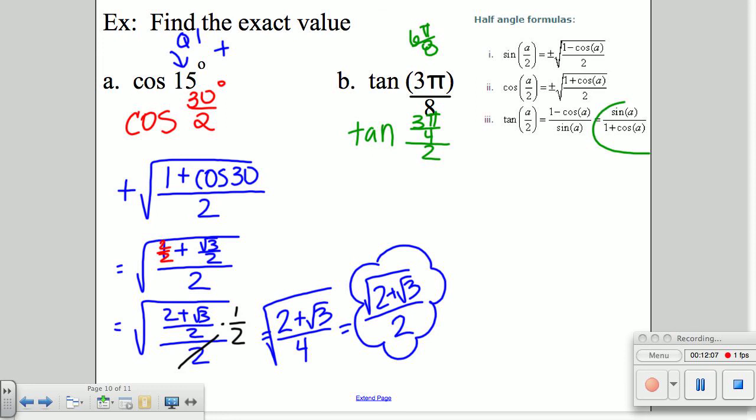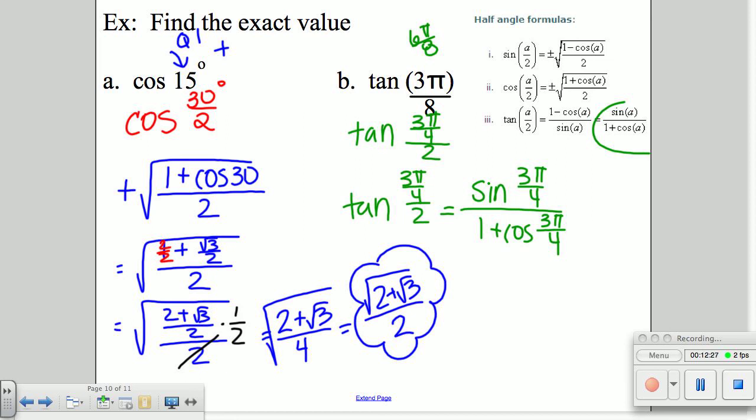If I use that now, I'm going to have the sine of 3 pi over 4 all over 1 plus the cosine of 3 pi over 4. What I want you to do right now is find what all those are on your unit circle, and finish this example out and simplify. We'll go over this one tomorrow in class.